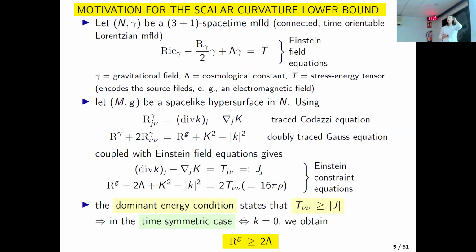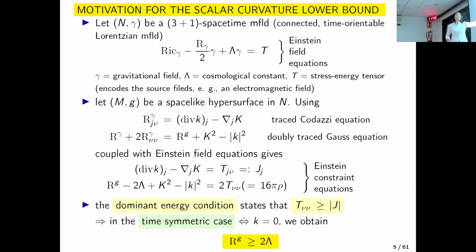I think that in this audience there's no need to stay longer on this slide, so let me just briefly recall that this lower bound for the scalar curvature of a space-like hypersurface inside a space-time comes from a coupling of the Einstein field equations, and so of the Einstein constraint equations, with the dominant energy condition and the hypothesis that we are in the time-symmetric case, that is, the second fundamental form of my space-like hypersurface inside the space-time is zero.